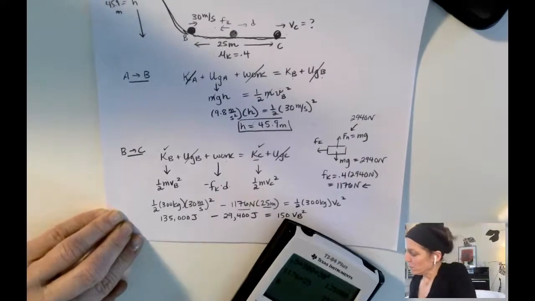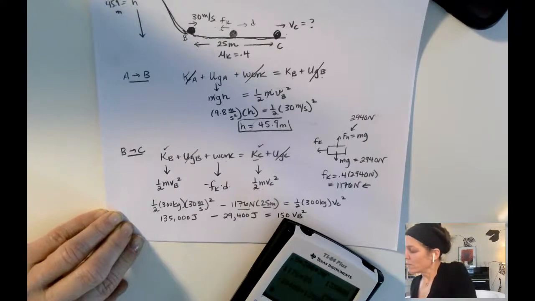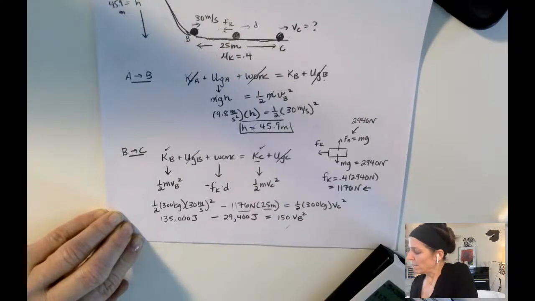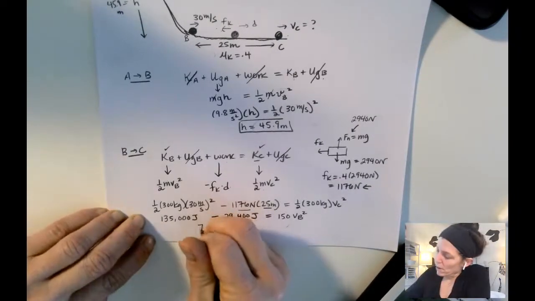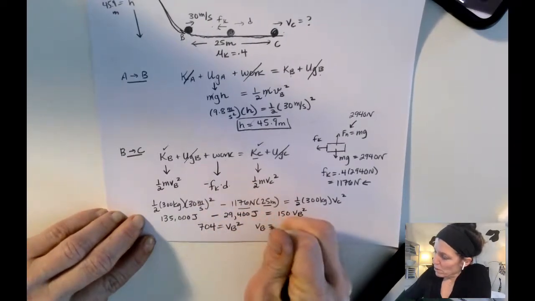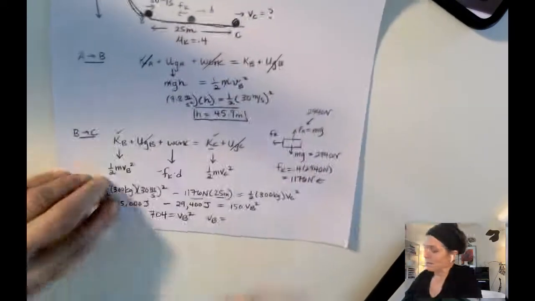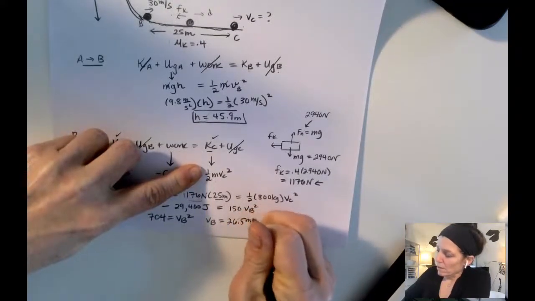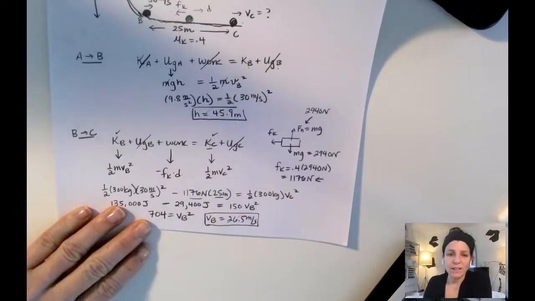So now let's just do this. Negative 29,400 plus 135,000 is 105,600, divided by 150 is 704. So I get 704 is V squared, or V is the square root of that, which is 26.5. So that is the final answer.